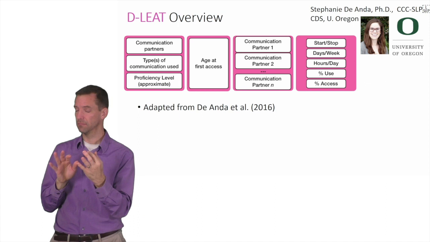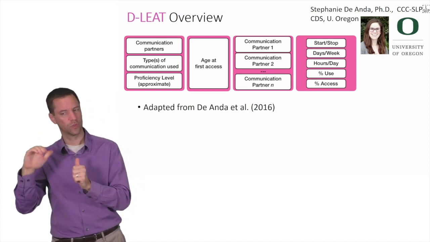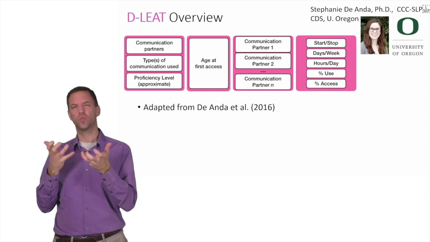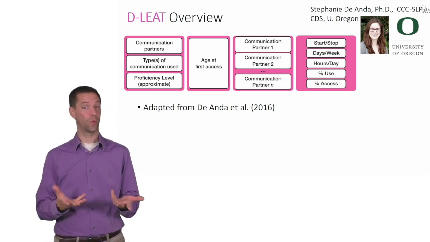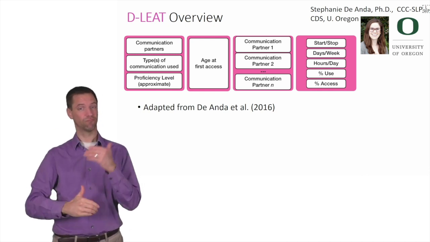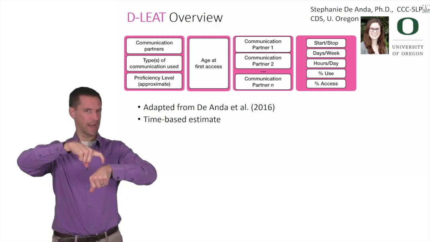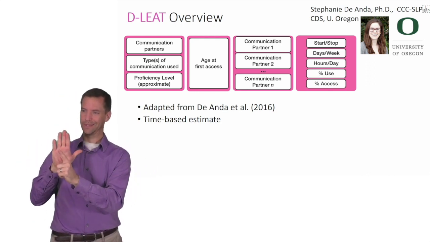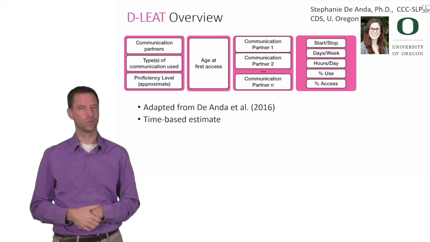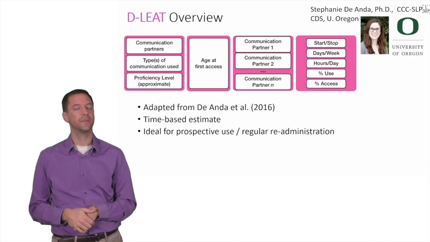Now, be aware that so far we are relying on parent report, just their intuitive estimate, and we know that those are not always reliable estimates, so we do recommend that you check with the child's audiologist to see if you might want to adjust those parental estimates. So that is the basic procedure for the D-LEAT. Note that this is a time-based estimate. The numbers are not just being made up, it's actually following their real-life schedule, and that helps us believe that we can trust these results.